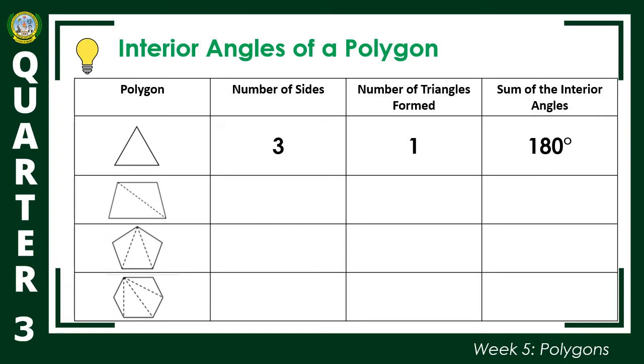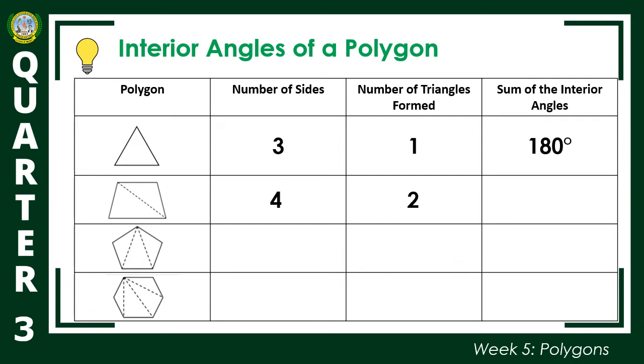Okay, we have proven already that the sum of the interior angles of a triangle is always 180 degrees. Now, let us try to derive the sum of the interior angles of other polygons, starting with this quadrilateral. Okay, we know that a quadrilateral has 4 sides. Ang gagawin po natin is we are going to divide this quadrilateral into two triangles, okay, by drawing one diagonal only from a vertex. Okay?